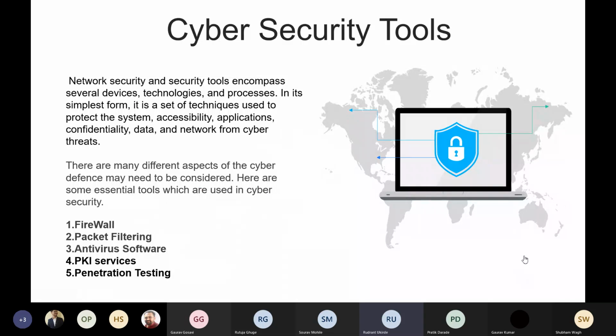Thank you, Gaurav. So in cybersecurity, we use a set of techniques or tools to protect our computer systems, applications, and confidential information from cyber attacks or cyber threats. These kinds of tools are called cybersecurity tools. There are many different aspects of cybersecurity defenses to be considered. So here is a list of some basic security tools used in cybersecurity. The first one is a firewall.